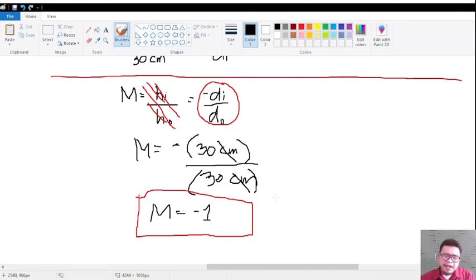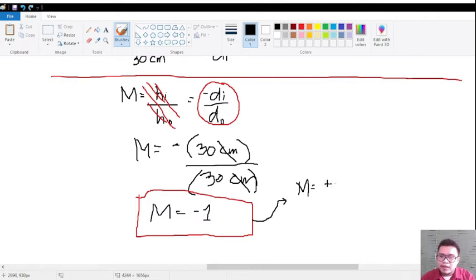So what does negative 1 mean there? So for you to understand the values of magnification, here are the following notes that you can use. Okay? Let's refer to these notes, class. Look at this. If M is equal to 1, take note of that.